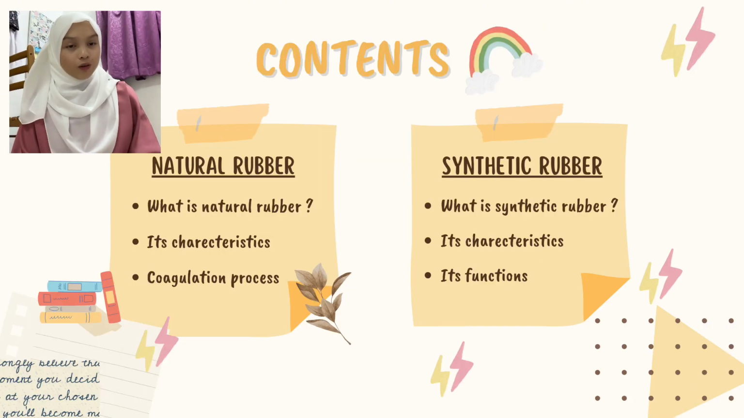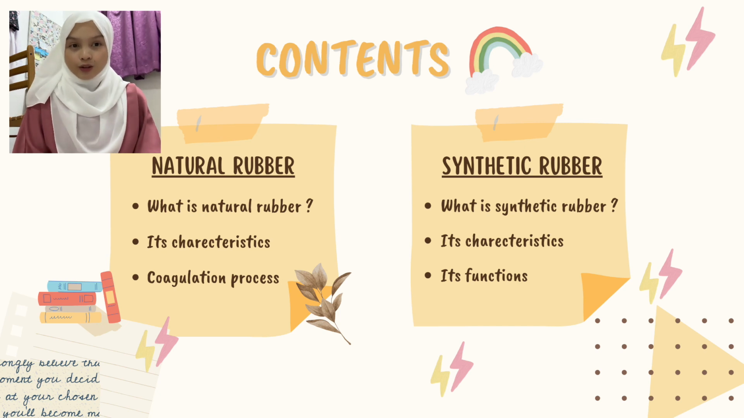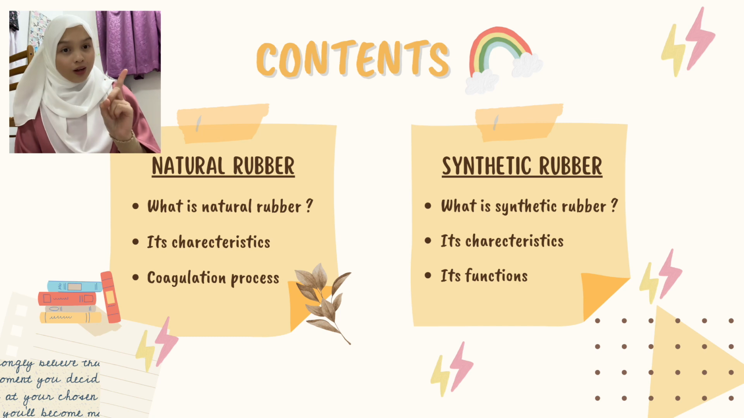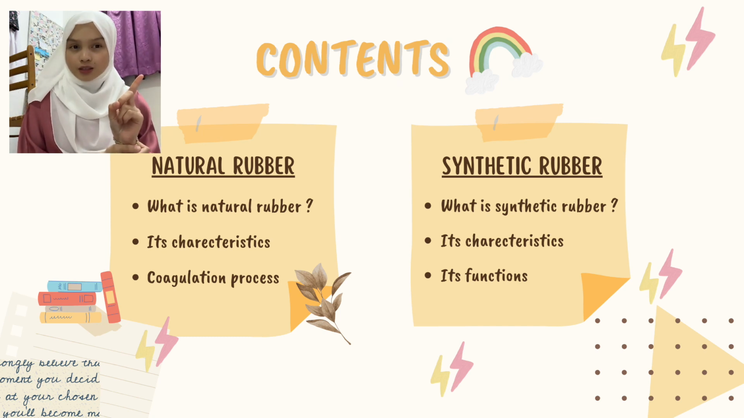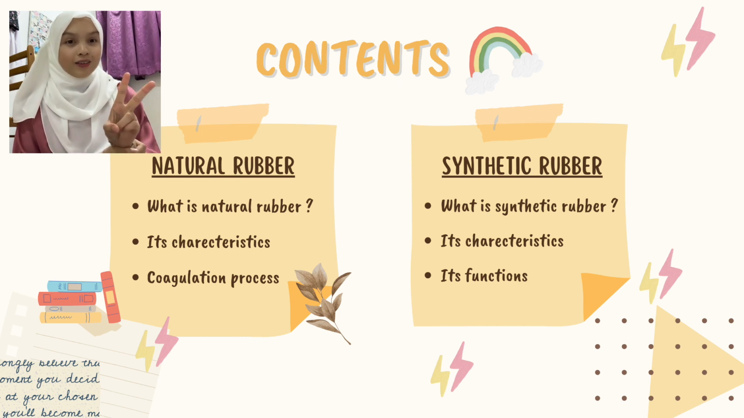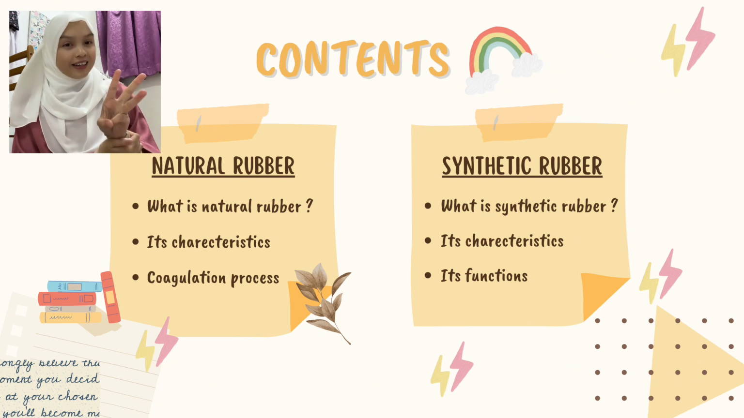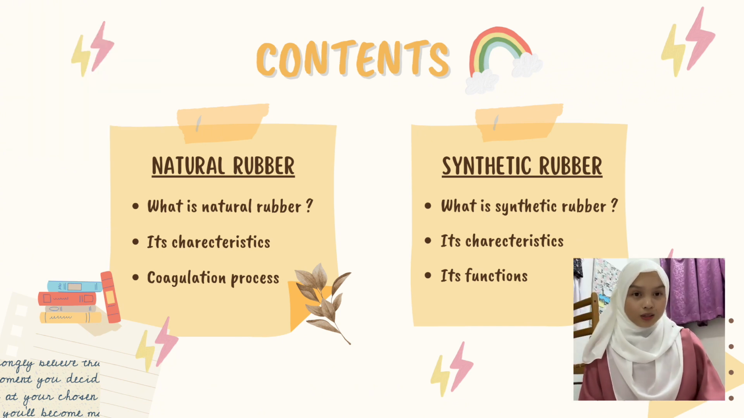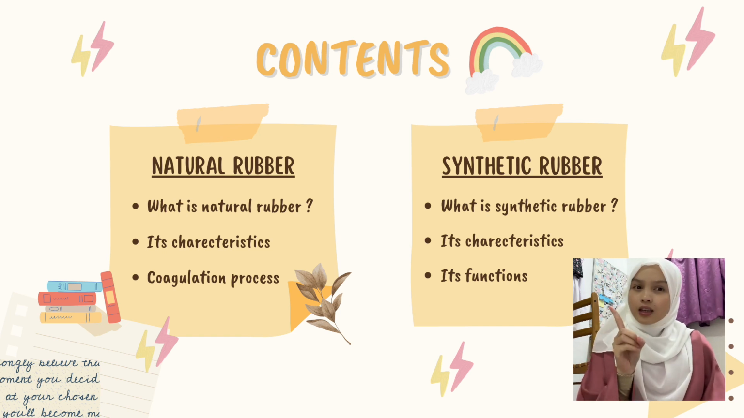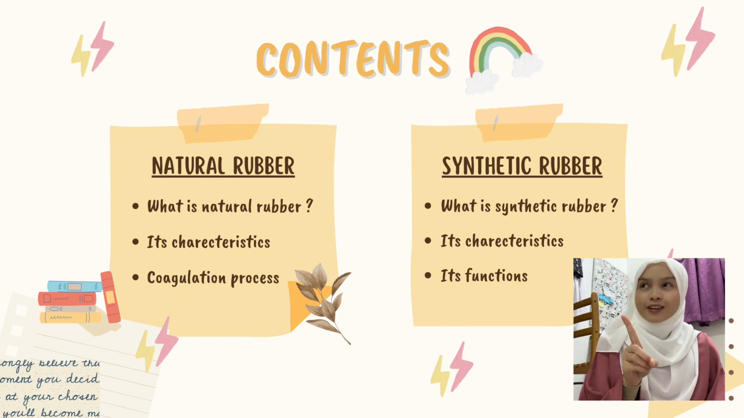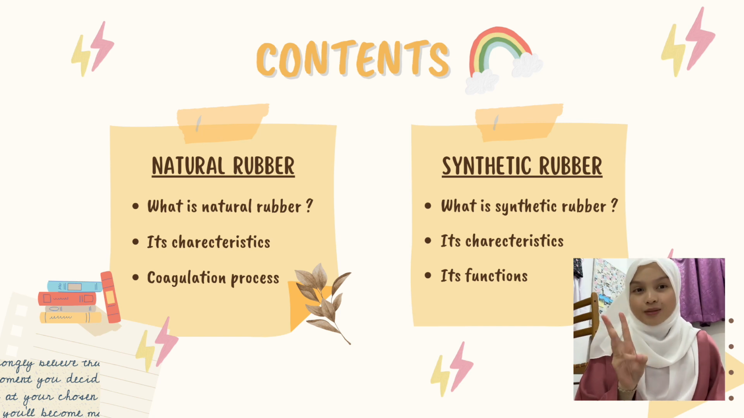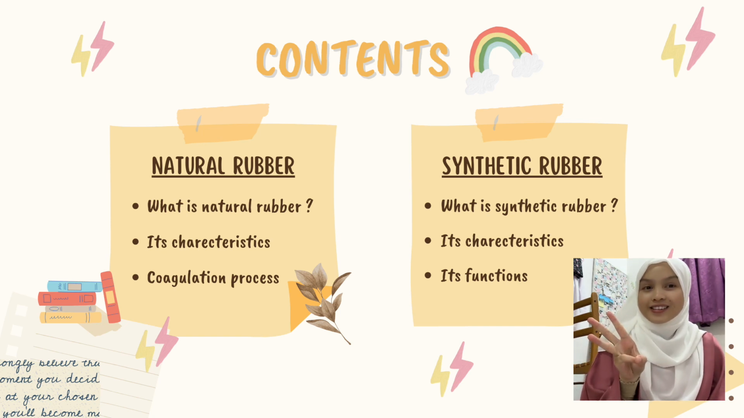The contents of the topic today is natural rubber. I will explain about number 1, what is natural rubber? Number 2, its characteristics. Number 3, coagulation process. And for synthetic rubber, I will explain about number 1, what is synthetic rubber? Number 2, its characteristics. And number 3, its functions.